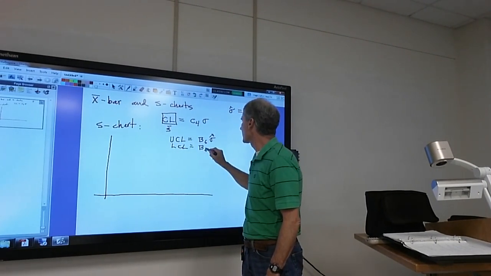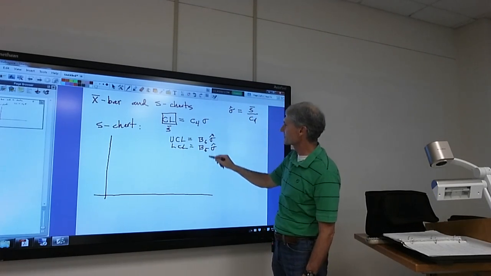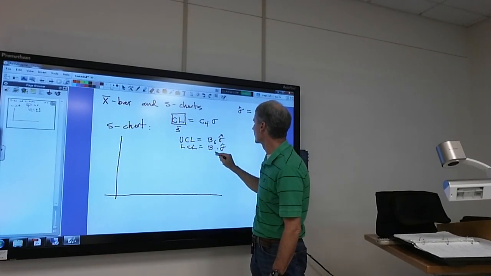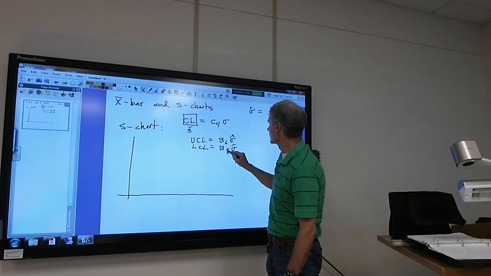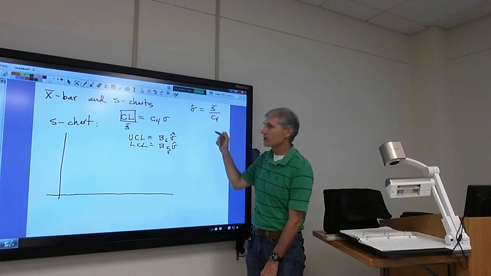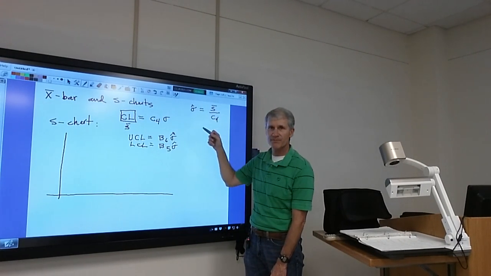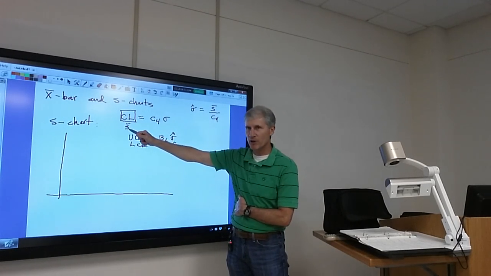B5, B5 times sigma hat. And with this marker, my 5 kind of looks like a 6, but I guess I better clean that up. Okay? So, we'll go to the table in a second and see what these constants are. But let's go back to the spreadsheet and get the value of S bar.